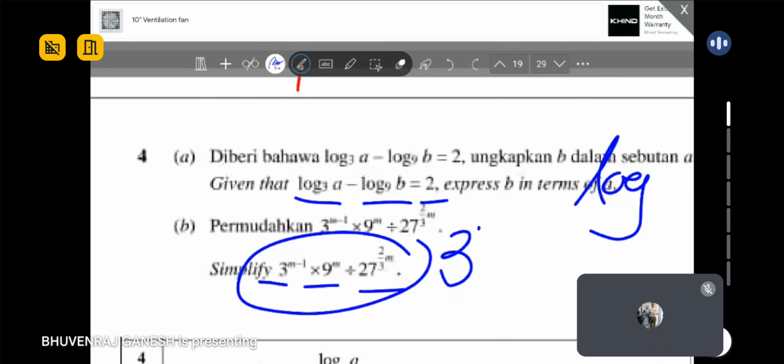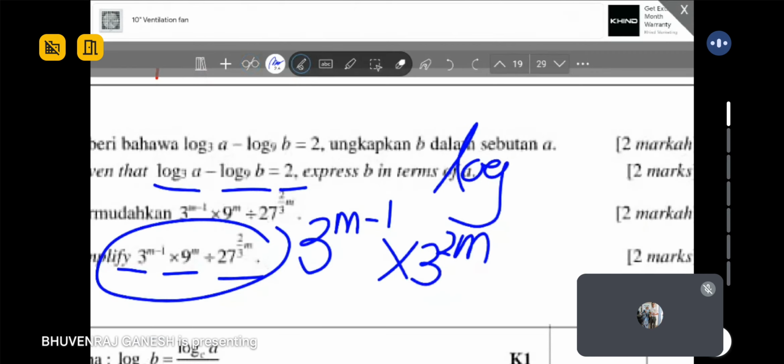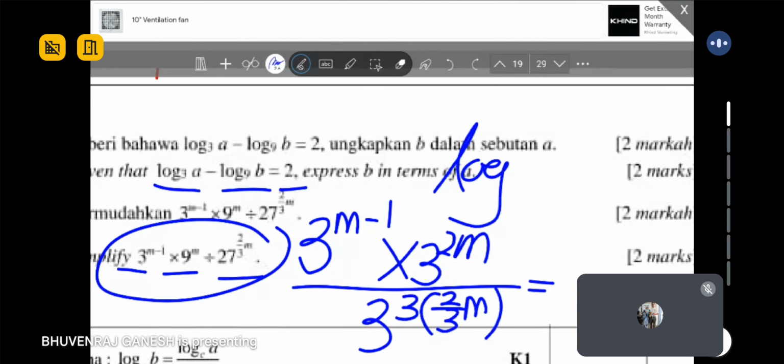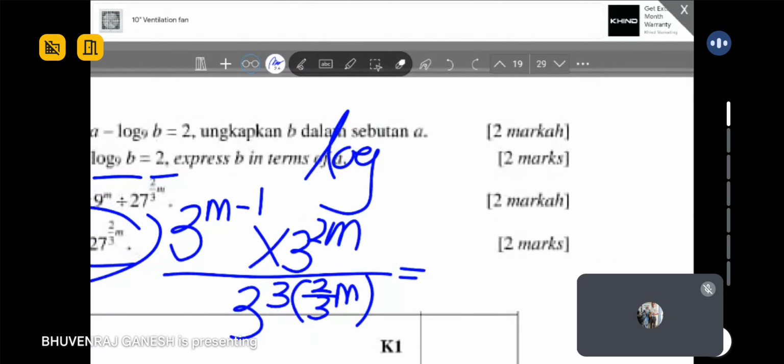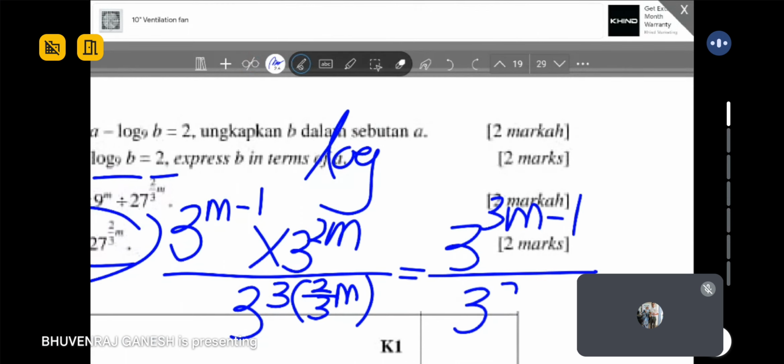So you have 3 power m minus 1. 9 is 3 square. 3 square m. And then divide. Divide 3 power 3. 27 is 3 power 3. Okay, so you have something like this. Then you just simplify lah. Okay, this is like modern maths question lah. Very easy. Okay, so you will get like this.